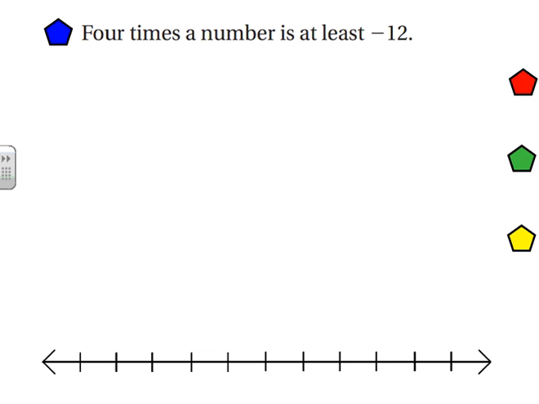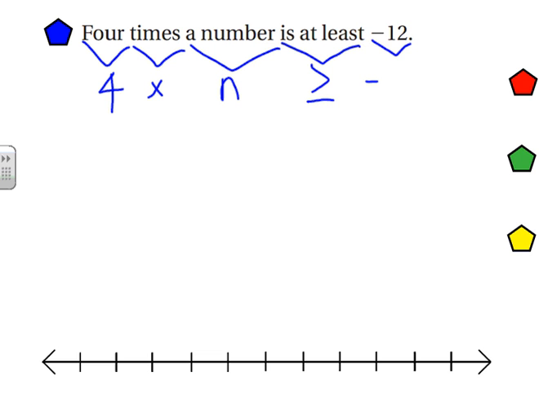All right, next up, 4 times a number is at least negative 12. So we have 4 times, which is multiplication, a number. "At least" means it could be bigger, it could be equal, but it can't be less. So at least would be greater than or equal, and then negative 12. So I can rewrite that as 4n is greater than or equal to negative 12.